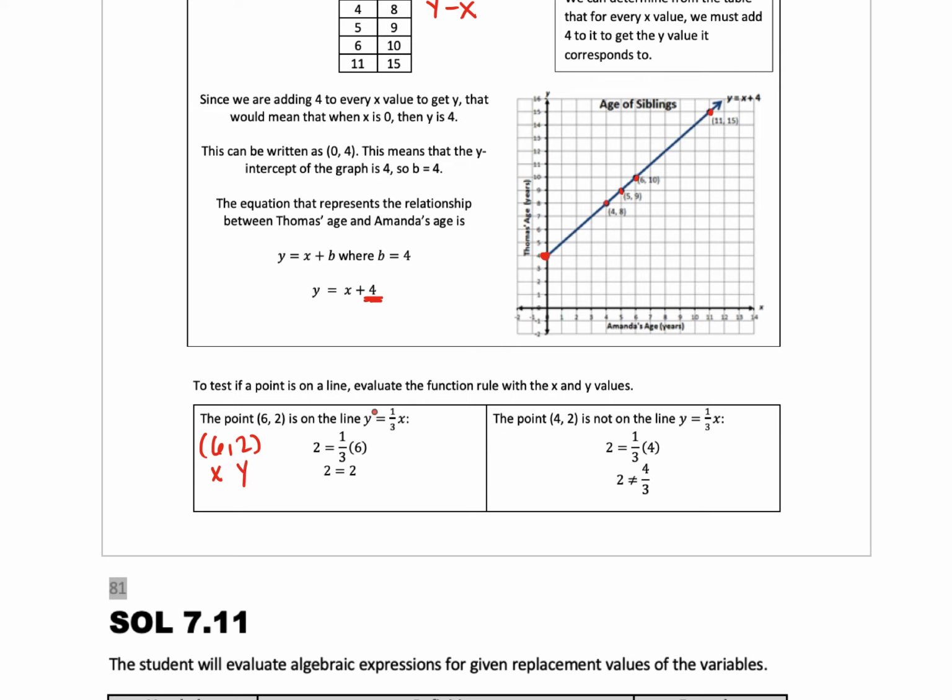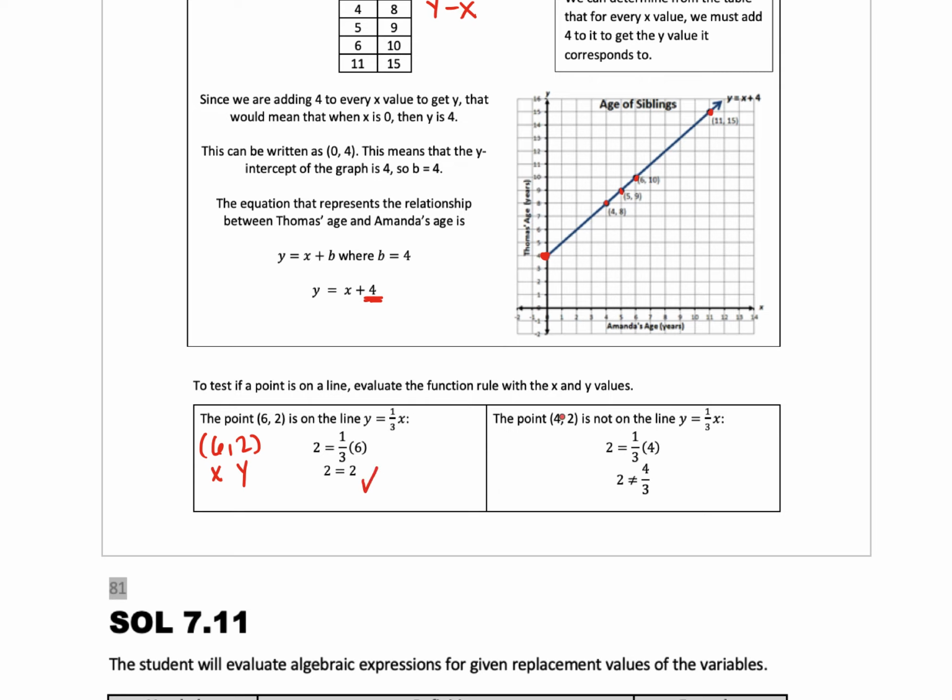So I'm putting a 2 in where my y was, the equal sign comes down, 1/3 comes down, and then we're multiplying by x, which was 6. So I do 1/3 times 6, which is 2. That equals 2, so yes, this point would be on our line.